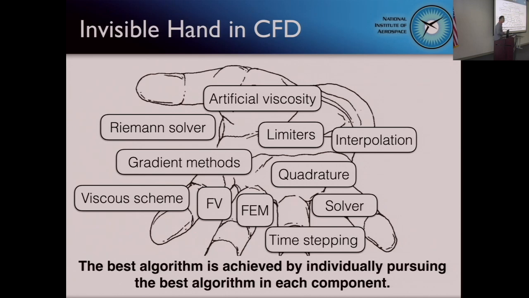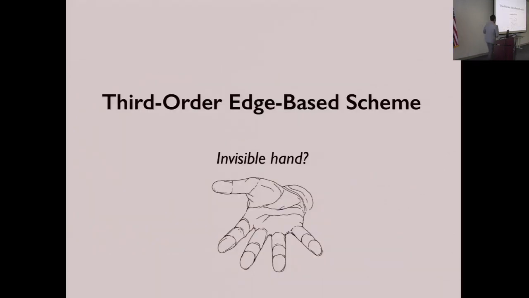And according to this invisible hand, the best algorithm is achieved by individually pursuing the best algorithm in each component. You don't care about other stuff, and you don't care about the whole society. You focus on yourself, and then everybody will benefit. Whether this is true or not, I don't know. Sometimes it's true and sometimes it's not. What I'm interested in discussing here today is whether the invisible hand exists for third-order edge-based schemes.